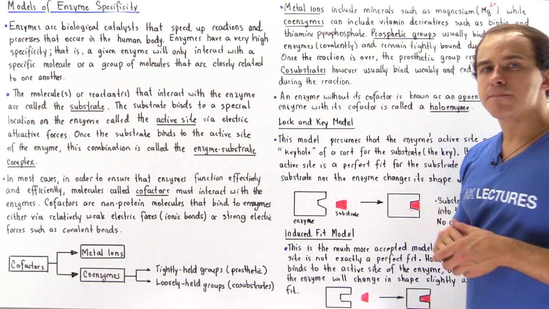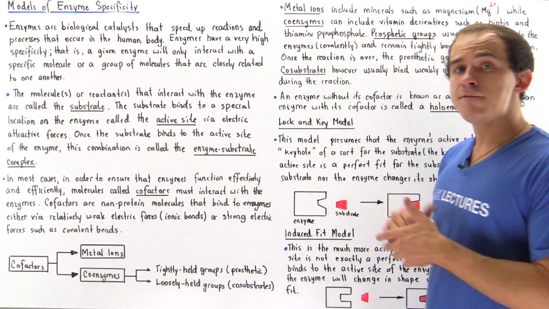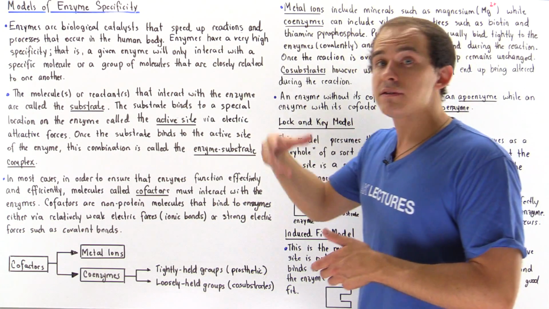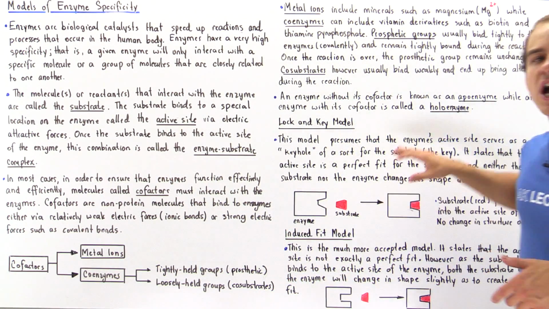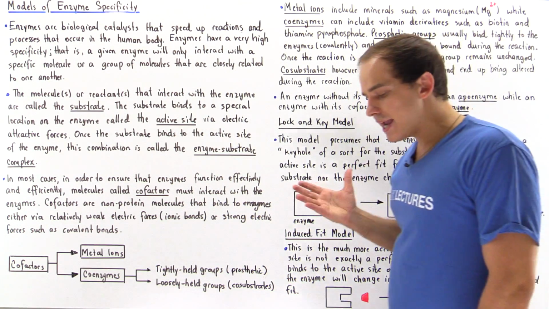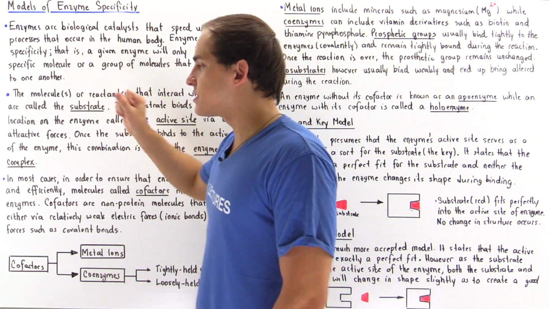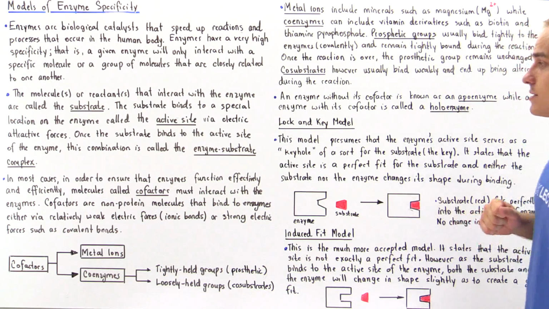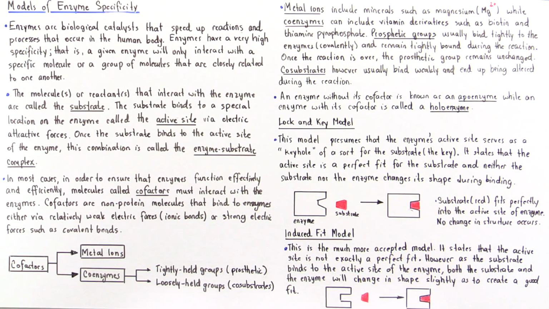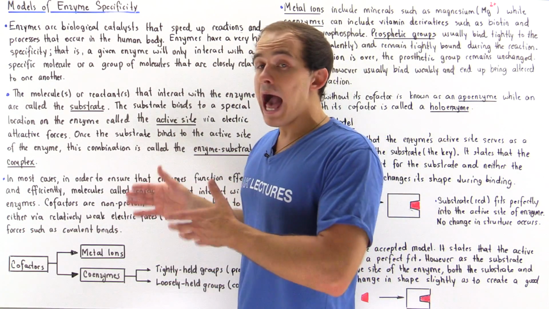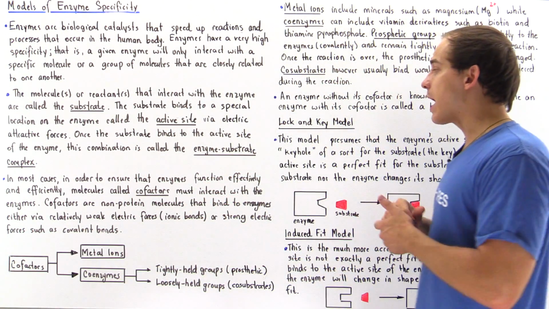Now, an enzyme that is without its cofactor is known as the apoenzyme, while the enzyme that has the cofactor bound to that enzyme is known as the holoenzyme. Now, the question still remains: how exactly does the substrate actually bind to the active site of our enzyme? So we have two different models that basically describe two different ways by which our substrate can bind to our enzyme.